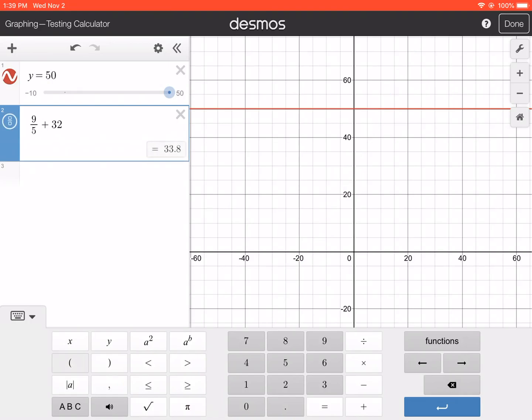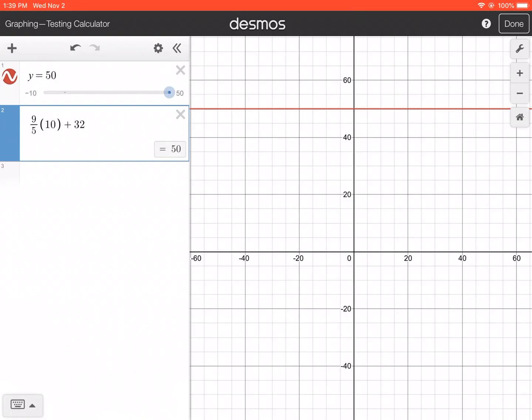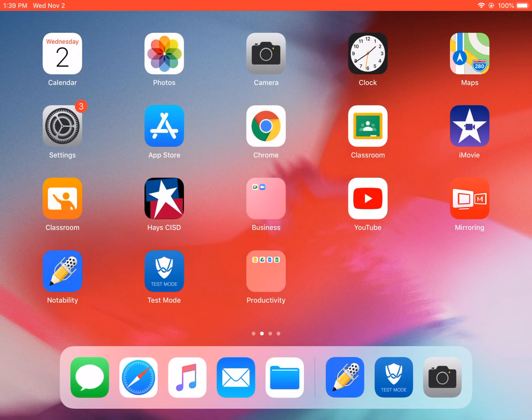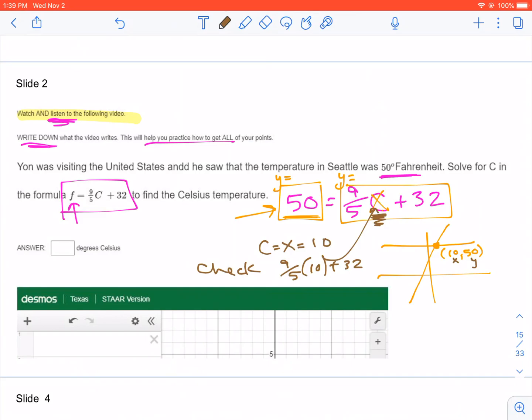And then when I plug in my 10, I'm going to use parentheses around just the 10. And when we plugged in a 10, we got 50, which is what we wanted. Because in our question, it says 50 equals. So that means that we did it right. The answer is 10 degrees Celsius.